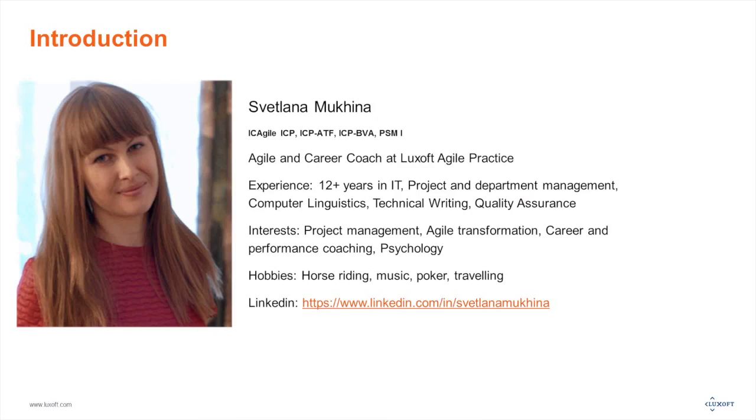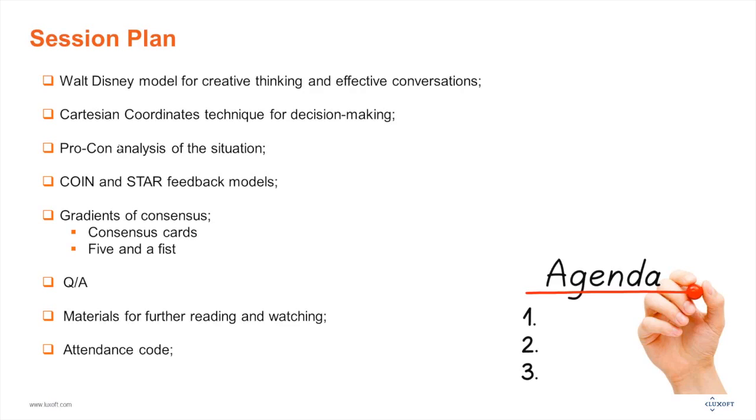And our plan for today is the following. First of all, we are going to discuss the Walt Disney Model for creativity, thinking, and effective conversations. Then we will learn Cartesian Coordinates, a very good technique for decision making, for personal decision making, like how I as an individual can make decisions more effectively, and how a group I facilitate can make decisions better.